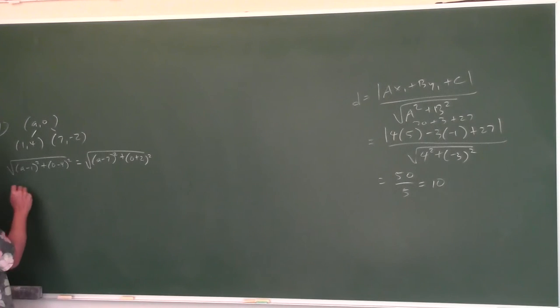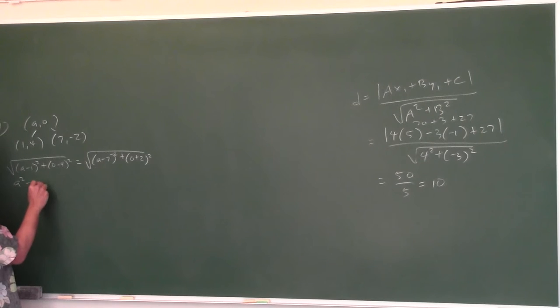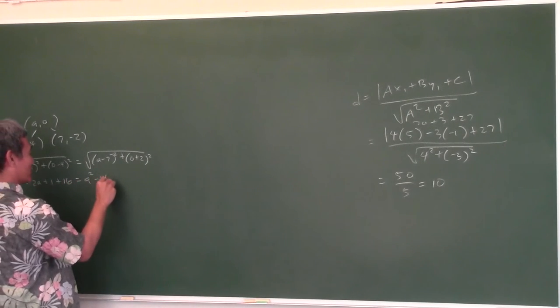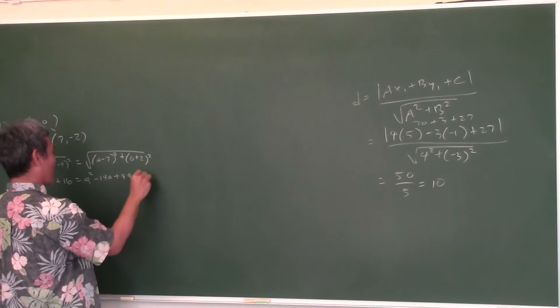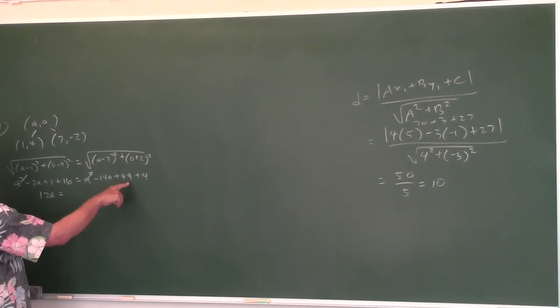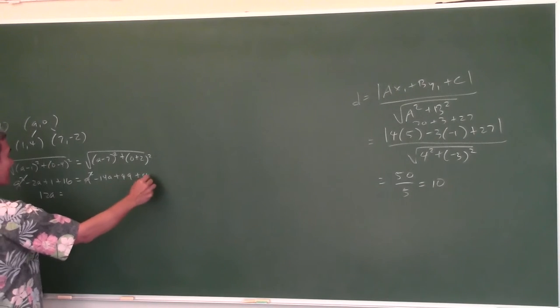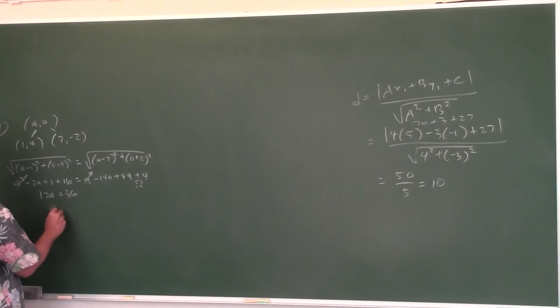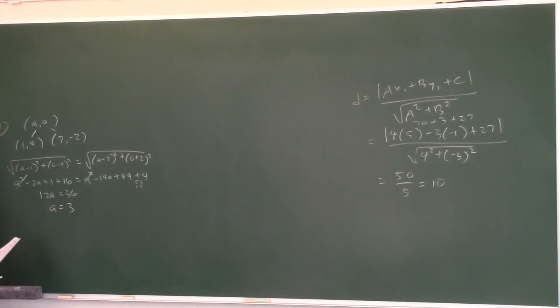So square both sides. So a squared minus 2a plus 1 plus 16 is equal to a squared minus 14a plus 49 plus 4. A squareds cancel out, and we got, what is that? 12a is equal to 17, so subtract 17 from 53. So 53 minus 17 gonna be 36. A equal 3. And make sure you answer the question now.